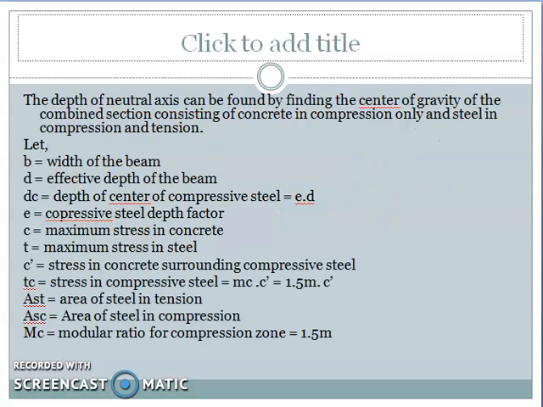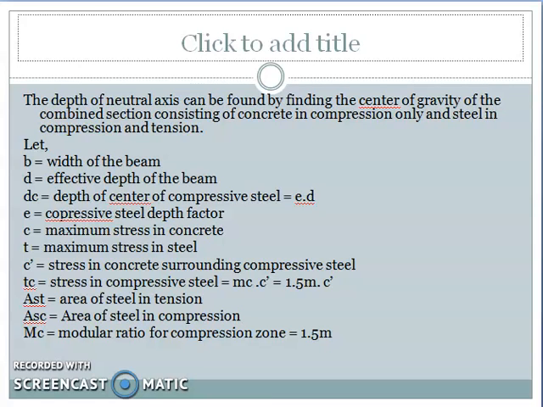So moving ahead, the depth of neutral axis can be found by finding the center of gravity of the combined section consisting of concrete in compression only and steel in compression and tension. So how do we have to find out the neutral axis? Basically, again, if we have to design the section, we have to find out the depth of neutral axis or position of the neutral axis, so that we divide the section into two zones. One is the tensile zone and the other is the compression zone, and then we design it accordingly.